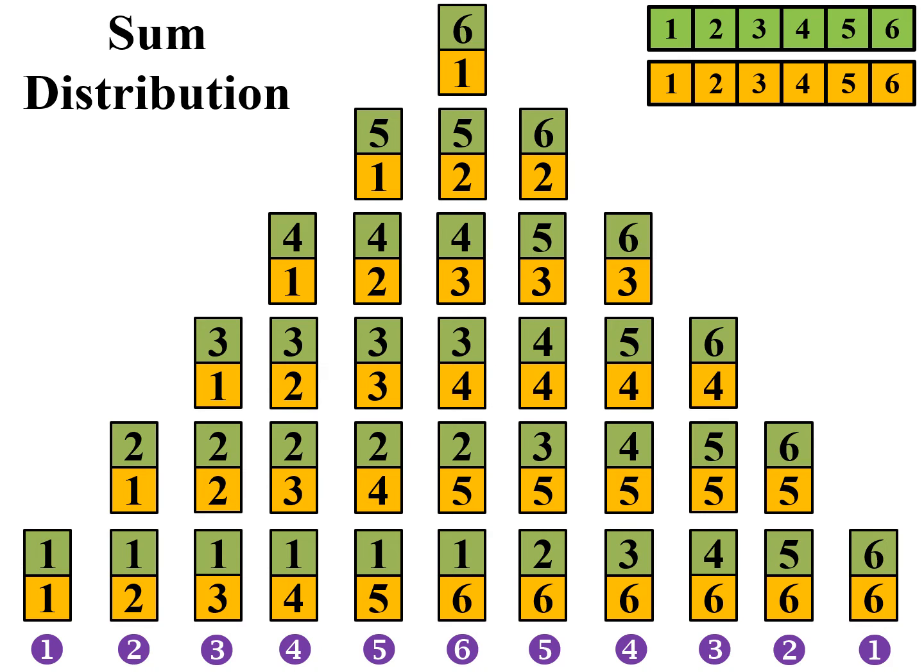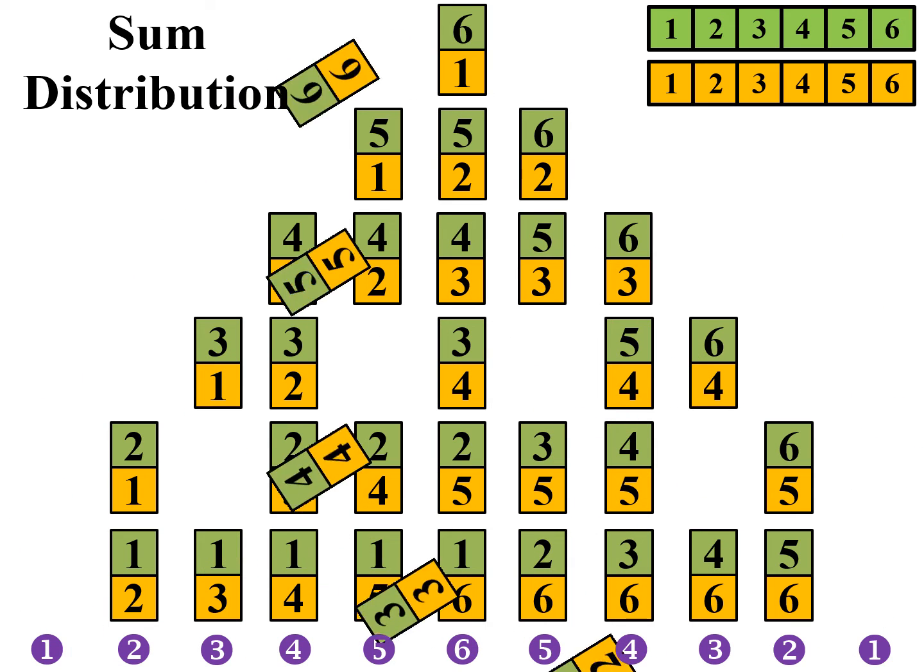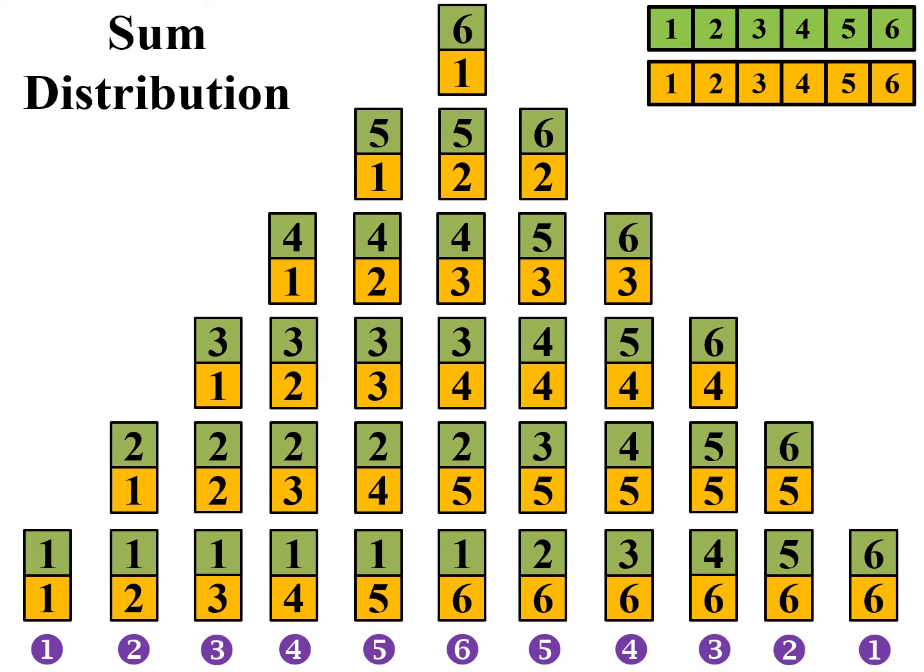The sum that comes up the most is 7. And you probably experience that when playing a game. Whereas the sum 12 doesn't come up that often. Notice there are 6 doubles in our diagram.